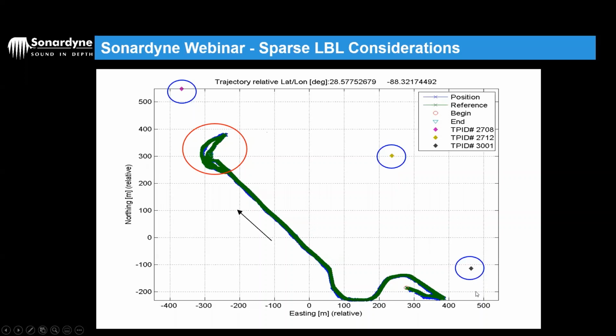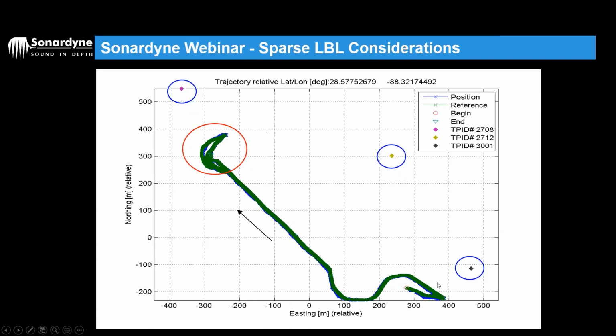Okay, so one thing you'll notice is we've only got 3, so we've reduced the amount of transponders, but they're also all only on one side of the pipeline. With a traditional array, they would normally be surrounding the pipeline. We'd have them all the way around in order to maintain geometry. But in this case, because we're using sparse LBL, we're combining our acoustic system with an INS. We can just have them all on one side of the pipeline, which reduces our overall deployment costs. It reduces our calibration time. It reduces the overall cost of the transponders themselves initially. So it's obviously a good thing for customers.